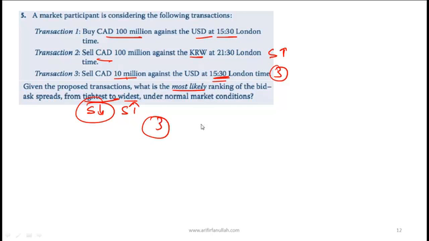Next will come 1, because again we still have a heavily traded currency pair at a time when London and New York are open, but the spread will not be as tight as 3 because the transaction amount is relatively large. So keep this in mind. When transaction amounts are larger, that makes the spread a little wider. And finally, the widest spread will be for Canadian dollar, KRW, because this is between a currency pair that is not as heavily traded. So finally you have the widest spread for 2.